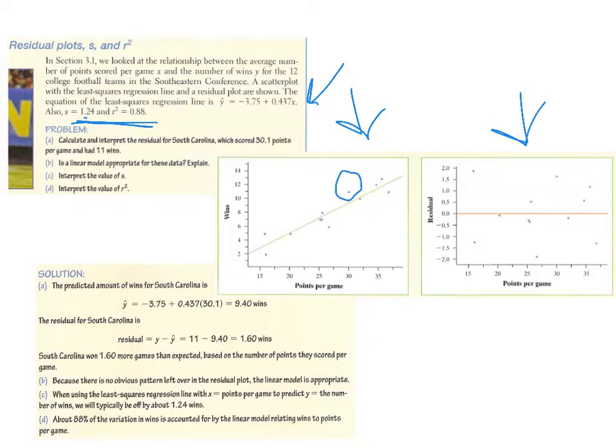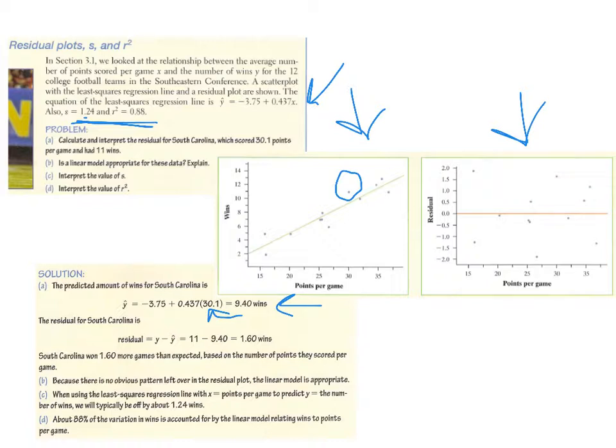Okay, so let's go ahead and just do part A. For the predicted amount of wins for South Carolina, I just need to plug that information in. I can plug in my x here, there's my points, and their predicted amount of wins was 9.4 wins.